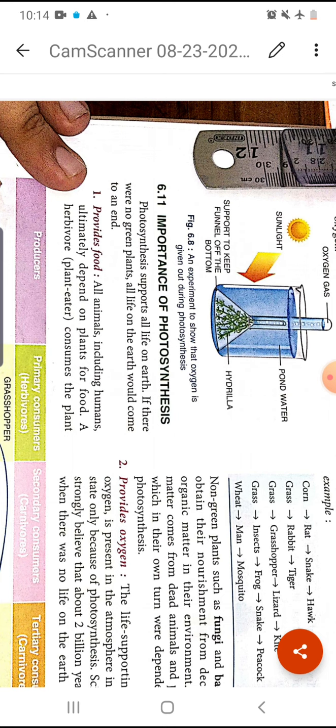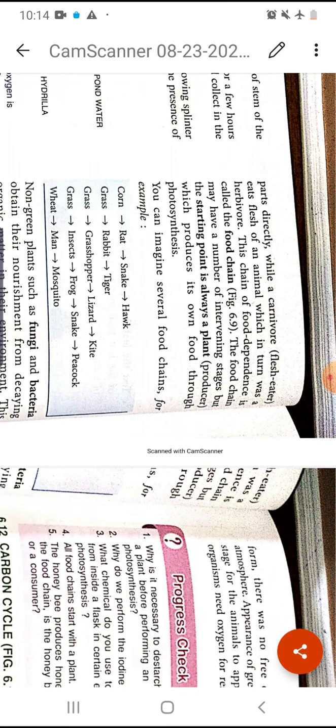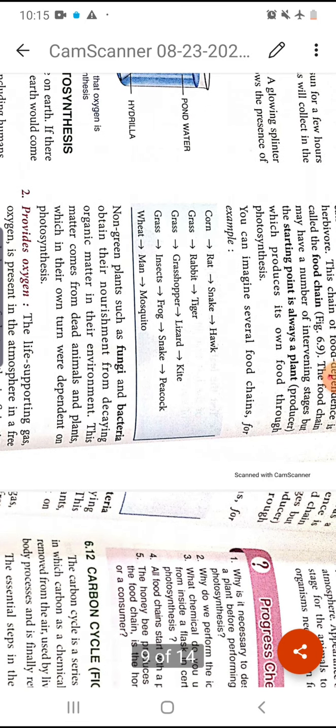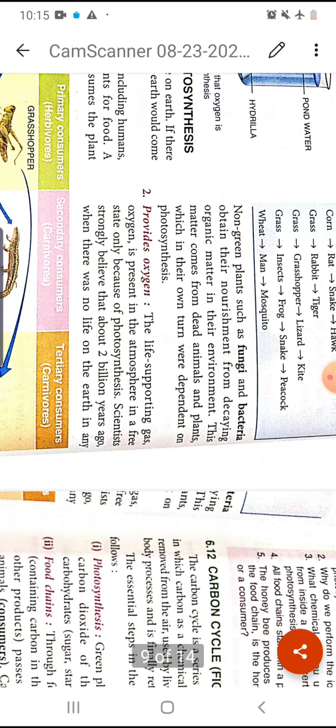Now what is the importance of photosynthesis? It gives us food. All animals, including us, are directly or indirectly dependent on food. All of you know about the food chain, because plants are the autotrophs and we are the heterotrophs. So all these herbivore animals are directly dependent on the plants, and the carnivore animals are indirectly dependent on the plants. So for plants, making of food is very important, so the process of photosynthesis is very much important.